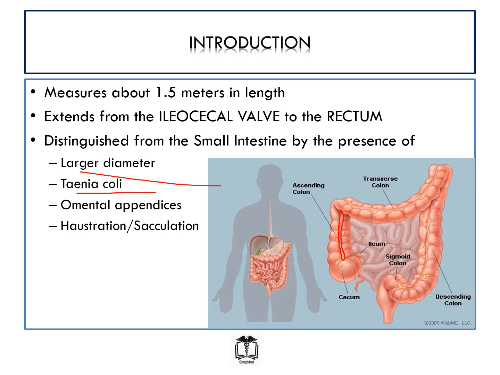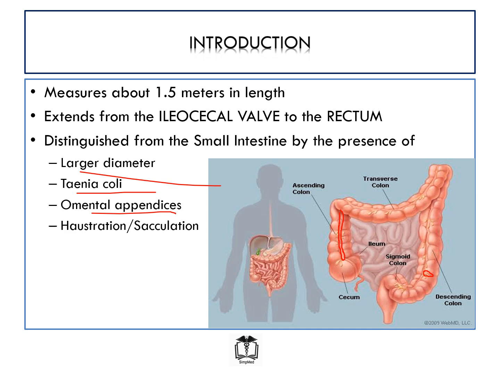Then we have the third feature that separates the large intestine from the small intestine, which is the omental appendages, also called the epiploic appendages. So these are fatty substances found at the edges of the large intestine. You can see some of them shown in the image here. You can see some fatty structures popping out of the sides. These are what we call omental appendages.